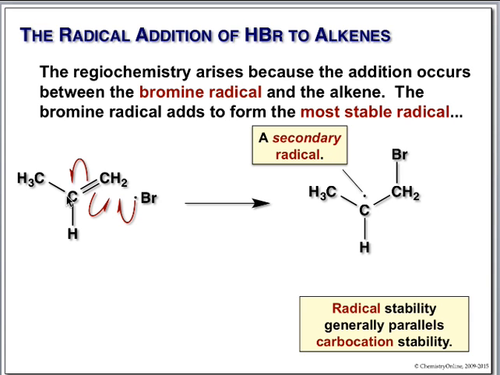So once we form the secondary radical, we simply need to react with another mole of HBr. The carbon radical will pull off a hydrogen atom, here it is, and will leave us with a bromine radical that continues the reaction. Bottom line, we want to add in order to form the most stable radical. Just like we did the most stable carbocation, this is the most stable radical. Any questions?